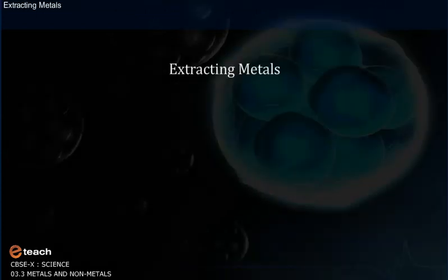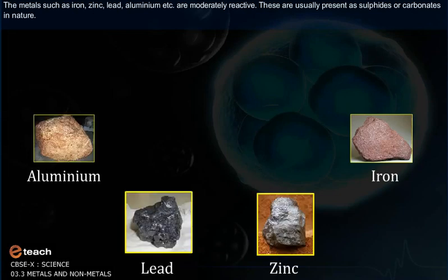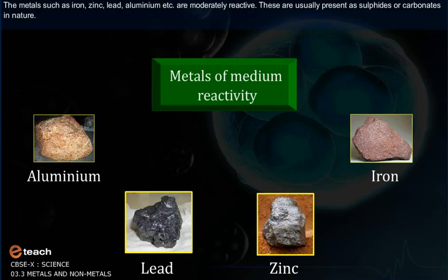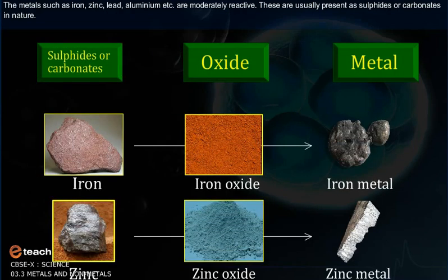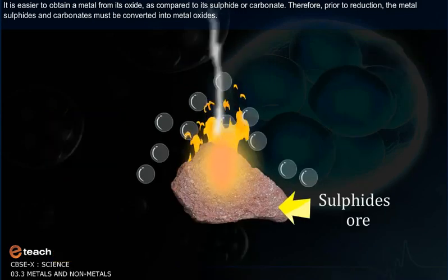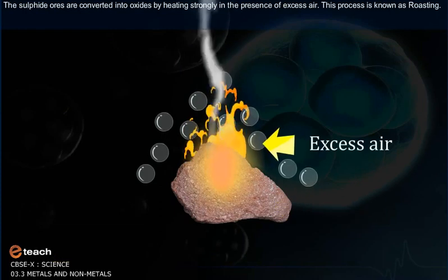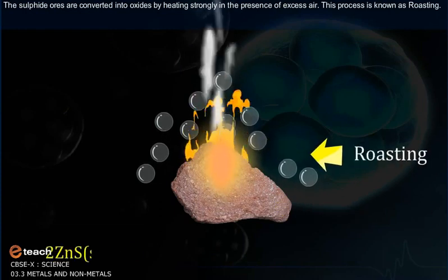Extracting metals of medium reactivity. The metals such as iron, zinc, lead, aluminium, etc. are moderately reactive. These are usually present as sulfides or carbonates in nature. It is easier to obtain a metal from its oxide as compared to its sulfides and carbonates. Therefore, prior to the reduction, the metal sulfides and carbonates must be converted into metal oxides. The sulfide ores are converted into oxides by heating strongly in the presence of excess air.